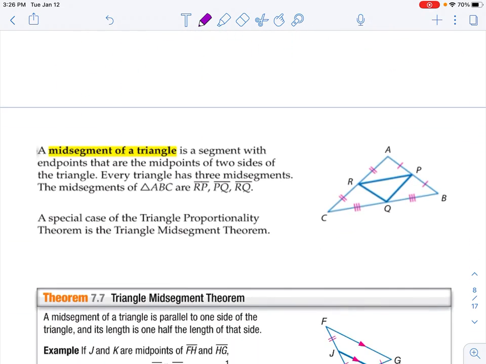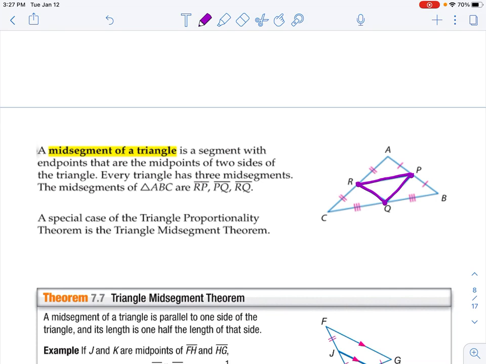Alrighty, now we have a mid-segment of a triangle. It is a segment with endpoints that are the midpoints of two sides of the triangle, meaning R, P, and Q are midpoints. Every triangle has 3 of these mid-segments, so that's just where you connect the midpoints together. This triangle has RP, PQ, and QR as mid-segments.